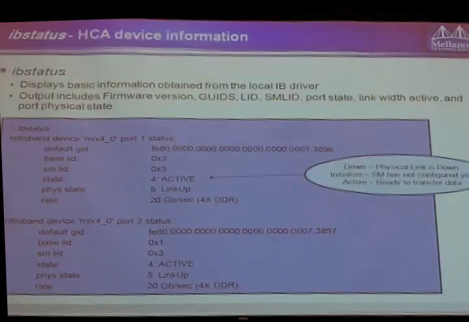So when you get to a machine, you want to see if it's up, if the port's ready to send, you can just type this and you're ready to go. It also tells me my rate. I happen to be running at 20 gigabits a second on this link, which is 4x DDR.